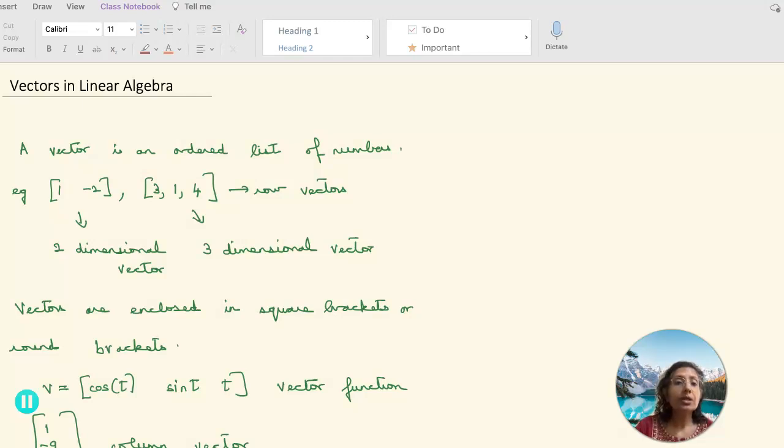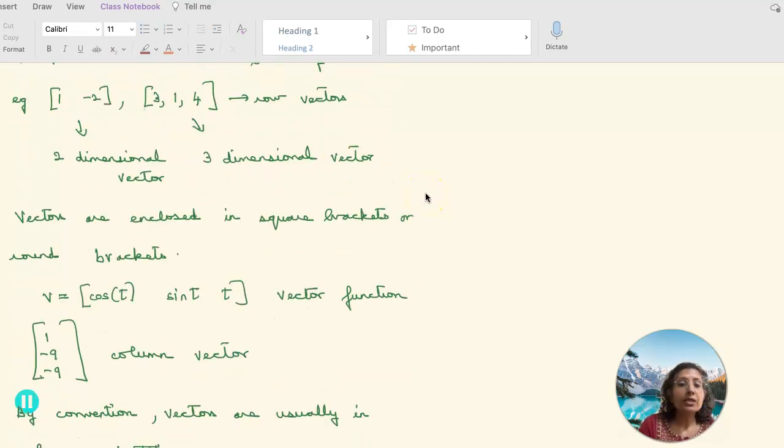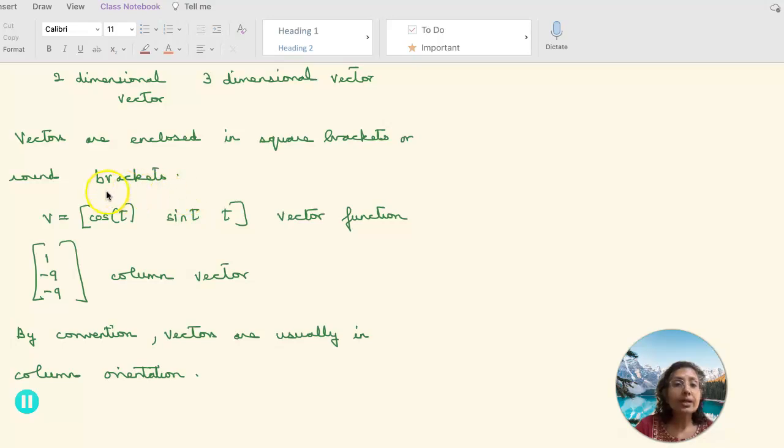So let's start. A vector is an ordered list of numbers, so you can write it like this: 1, minus 2. This is a two-dimensional vector and this is a three-dimensional vector. These are row vectors. They are written in a single horizontal row. Vectors are enclosed in square brackets or round brackets, so you have to use only square brackets or round brackets.